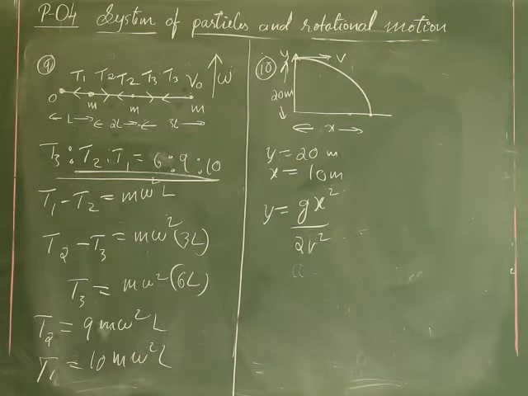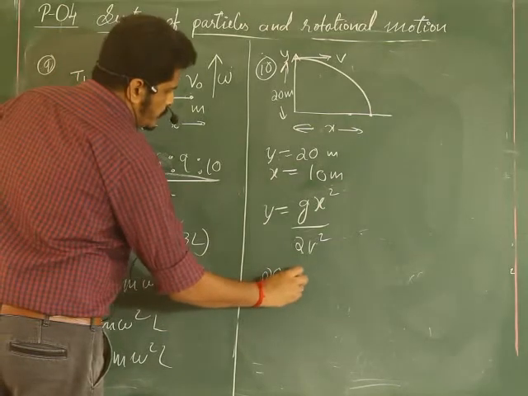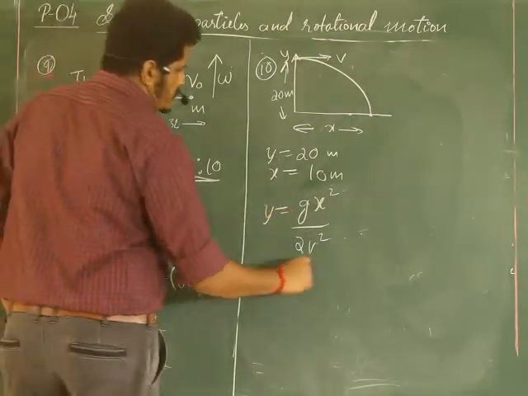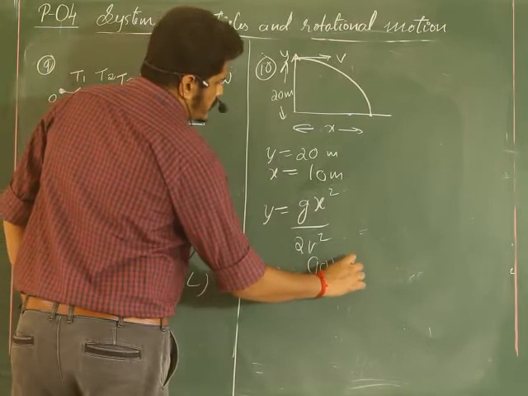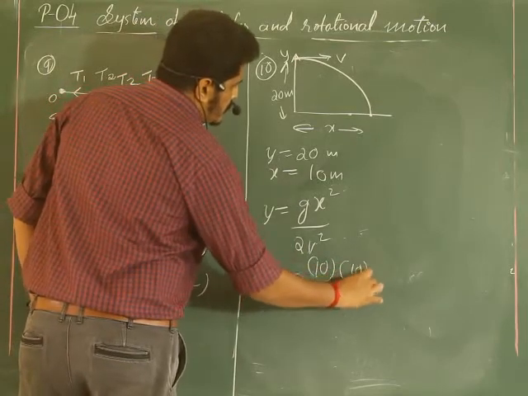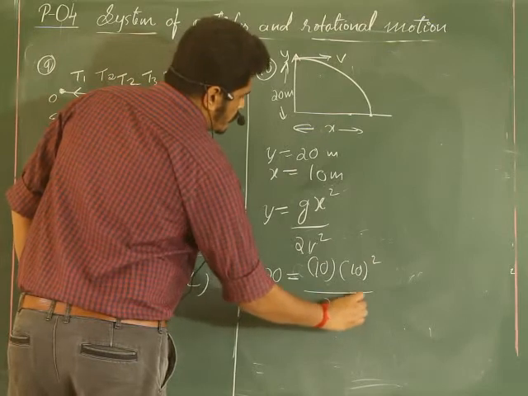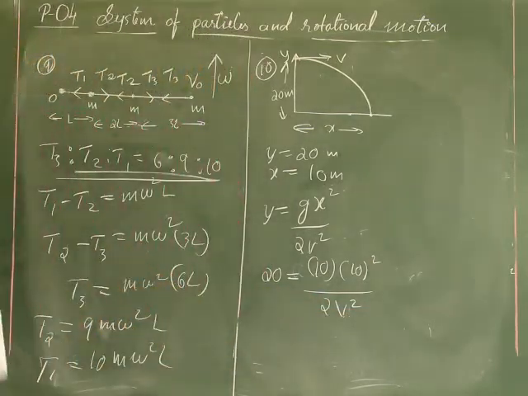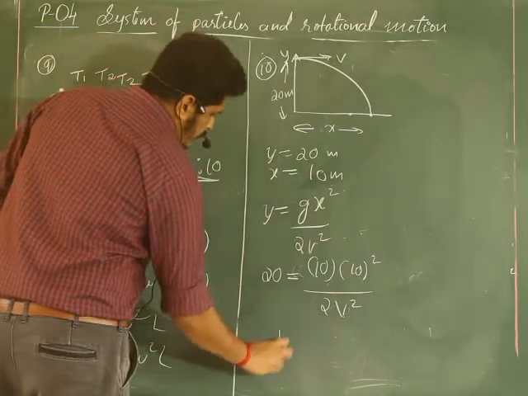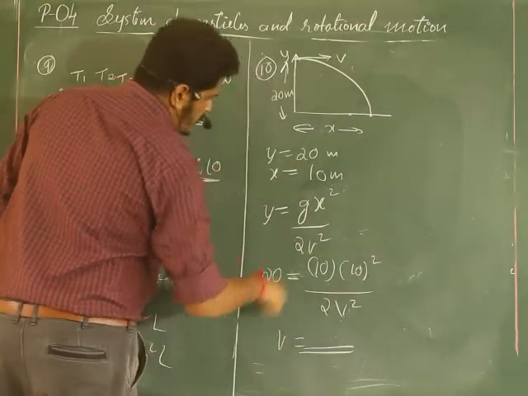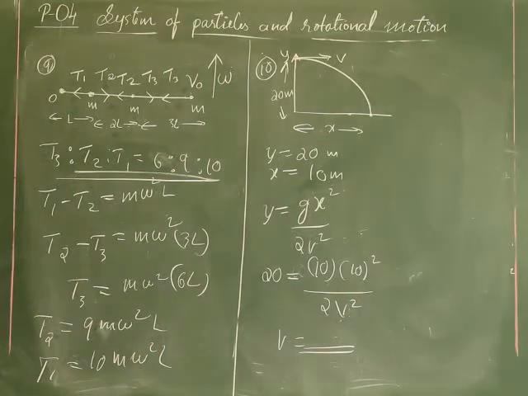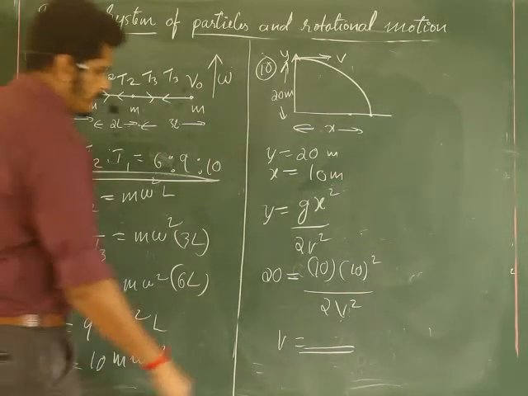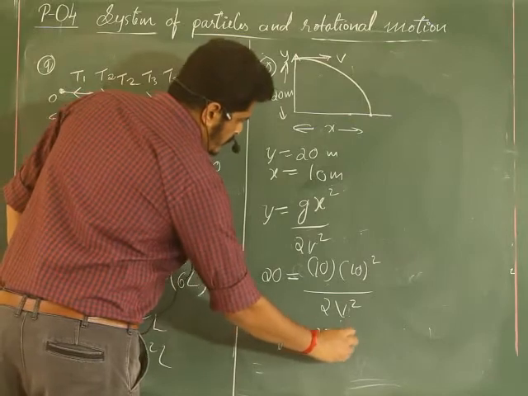This formula you might be remembering. By using this, I will just substitute here, using the shortcut formulas from motion in a plane. g is 10, x is 10, so 10 square divided by 2 v square. With what velocity? We don't know, we have to find out. Centripetal acceleration is what we want, so first let us find v. After substituting, check your answer, v is around 25 meter per second.